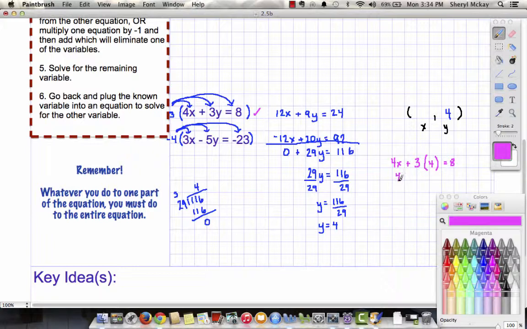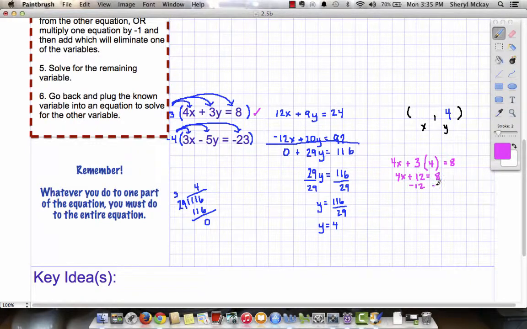That means 4x plus 12 equals 8. Subtract 12 from both sides, I get 4x equals negative 4. Divide by 4, divide by 4, I get x equals negative 1. So x equals negative 1.